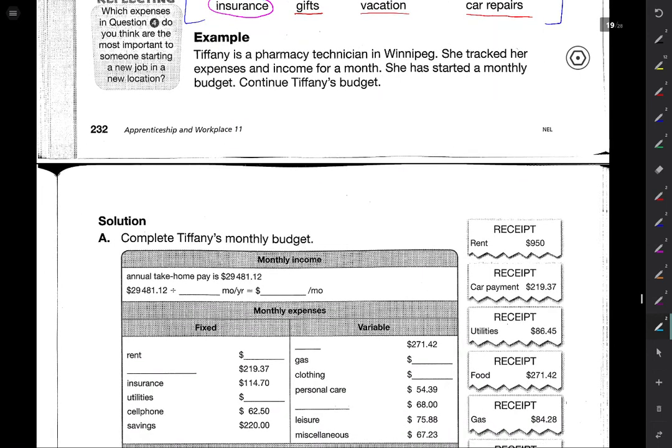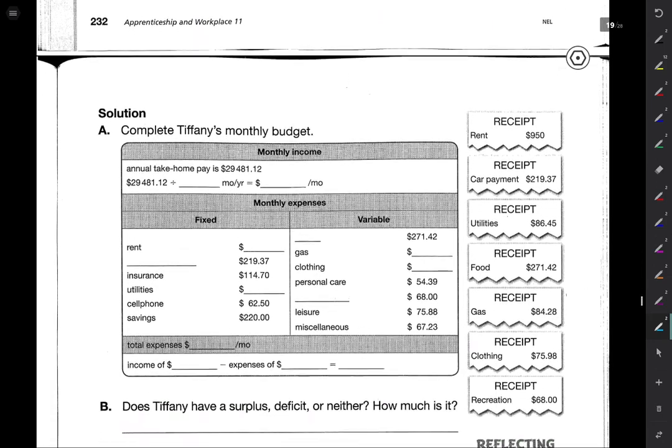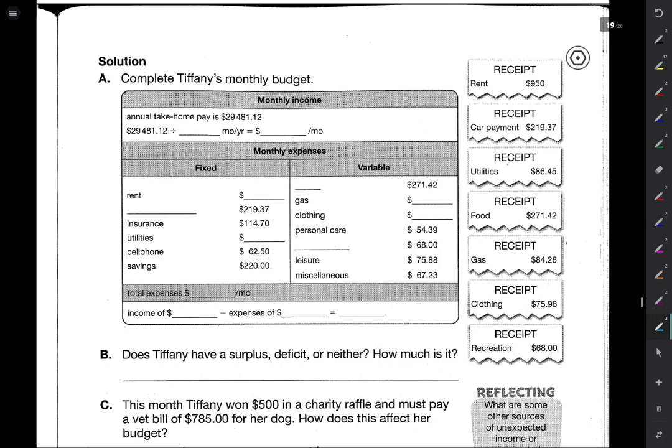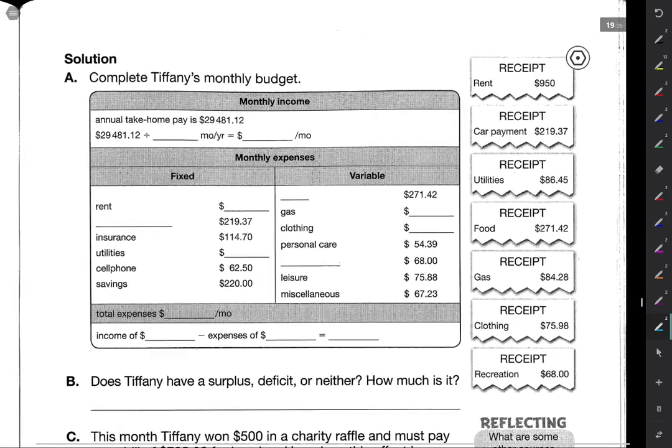She tracked her expenses and income for a month. She has started a monthly budget. Continue Tiffany's budget. So let's look at her budget here. She gave us a bunch of receipts as well as some amounts of money that she pays for insurance and car payment, etc. So let's start off with her monthly income.